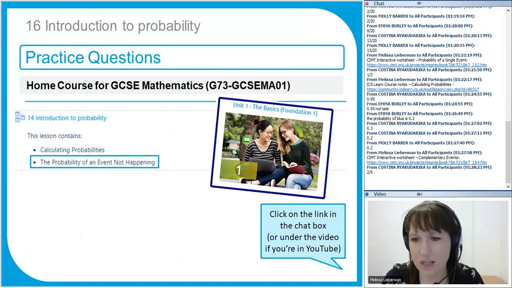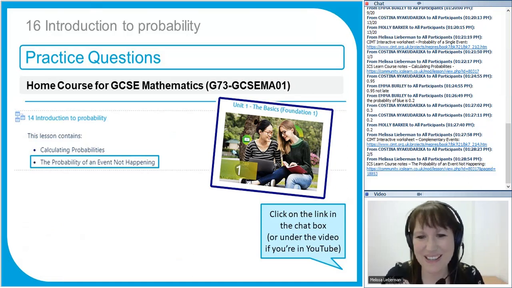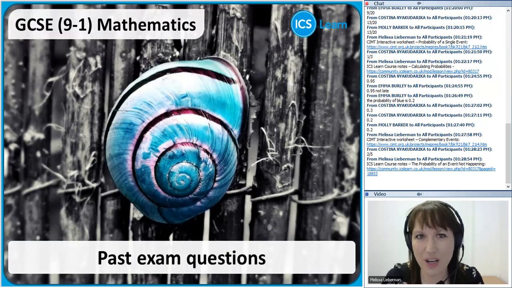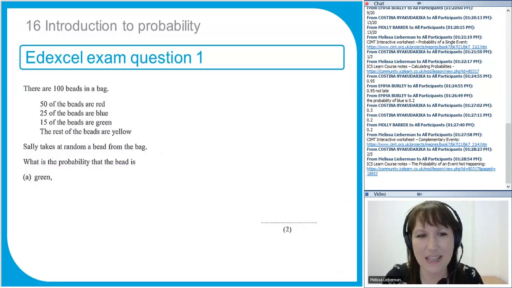Really whizzing through this session. It's just really the very basics of probability. So we'll look at some exam questions as well. So here's some examples of the kinds of easier probability exam questions that you might get. So let's have a look at the first one.